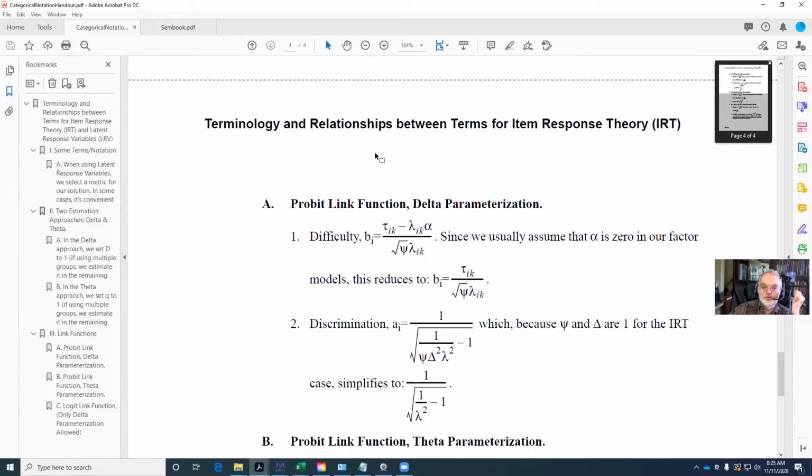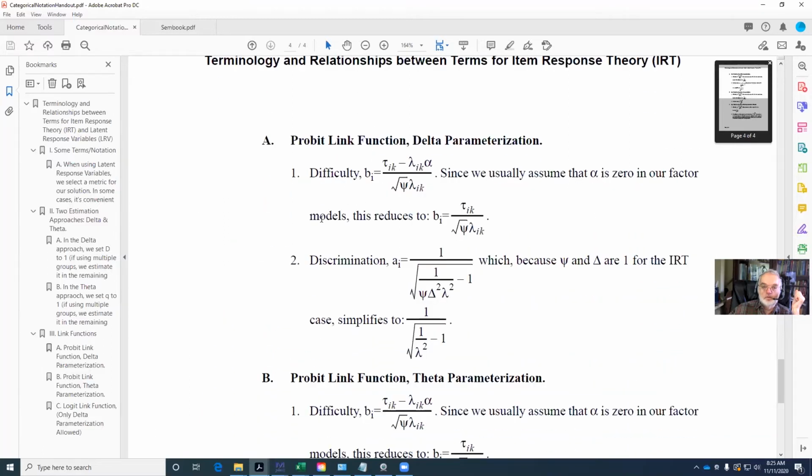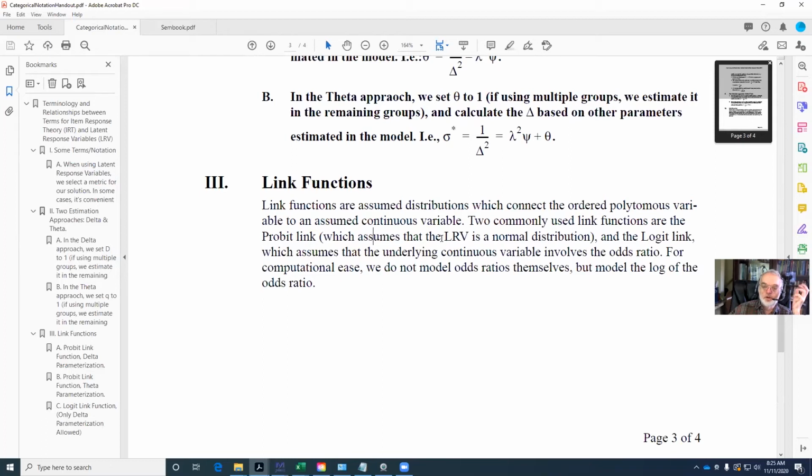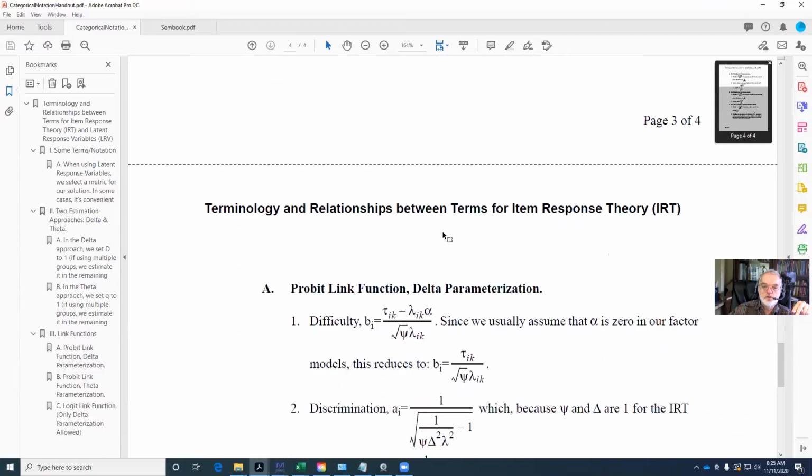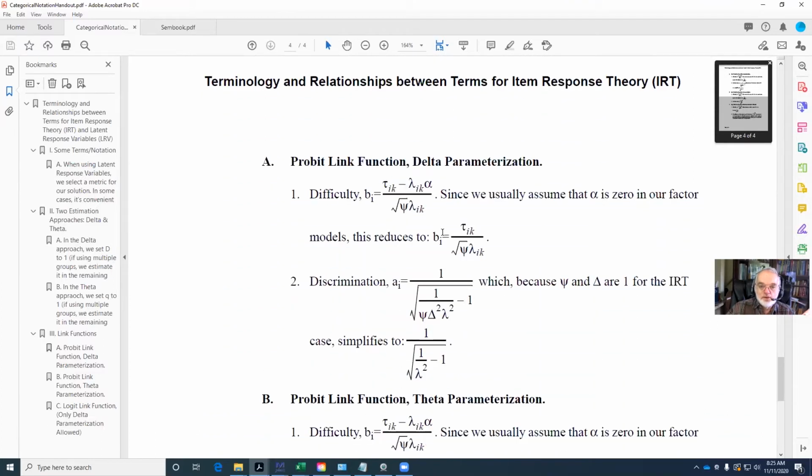And downstairs, we have 2 link functions. Well, in the latent response variable model, we talked about the probit and the logit link function. So now let's get into 2 things that talk about items. An item can be difficult if relatively few people actually answer the item correctly. An item can discriminate if it's going to have a steeper curve going on.